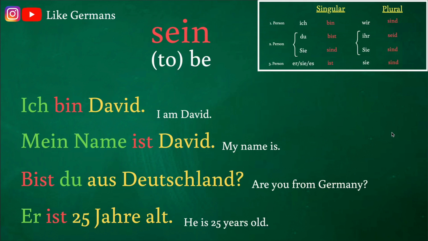Alright. Now, let's take a look at some examples of how you will use sein in a sentence in German. Ich bin David. I am David. Mein Name ist David. My name is David. Bist du aus Deutschland? Are you from Germany? Er ist 25 Jahre alt. He is 25 years old.